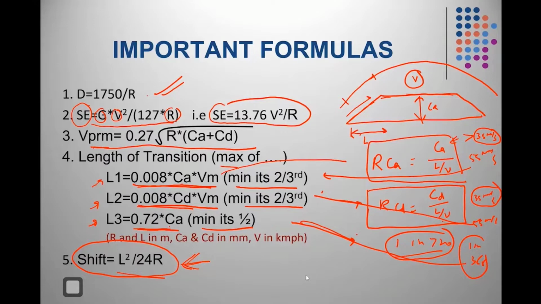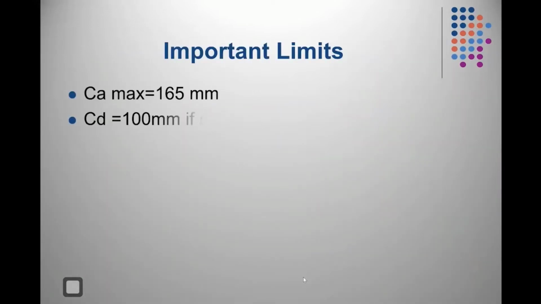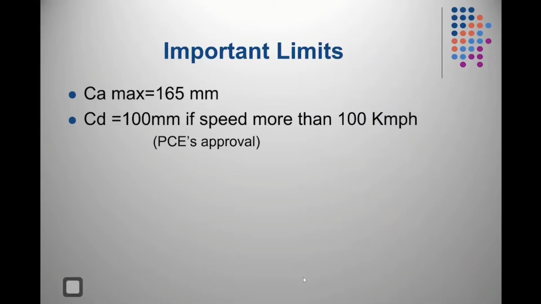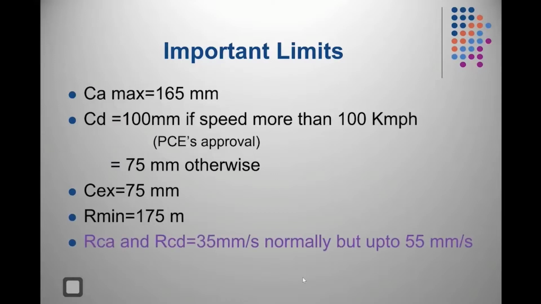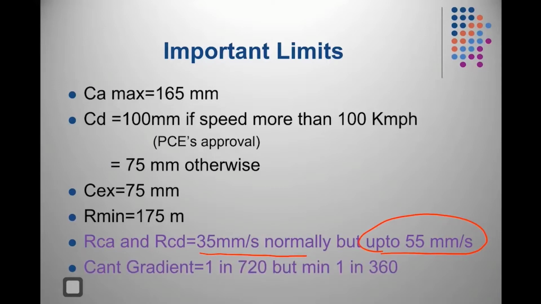Okay, these are certain important limits. CA is equal to 165 millimeter maximum we can go. CD 100 millimeter in normal case, with the approval of PC, and 75 millimeter otherwise. CX is 75 millimeter. Minimum radius is of 10 degree curve R minimum, and RC and RCD, as I mentioned, normally 35 millimeter per second, but in exceptional cases we can go up to 55 millimeter per second. Cant gradient normally 1 in 720. In exceptional cases we can go up to 1 in 360.